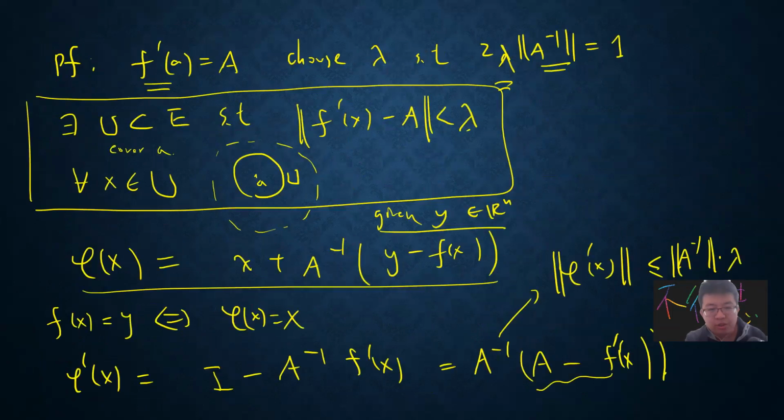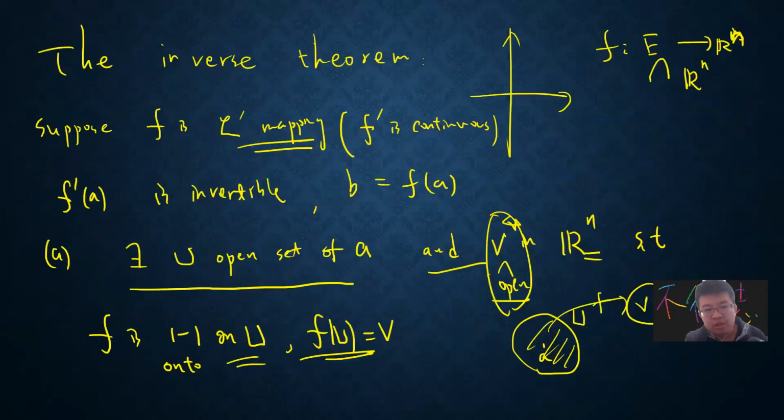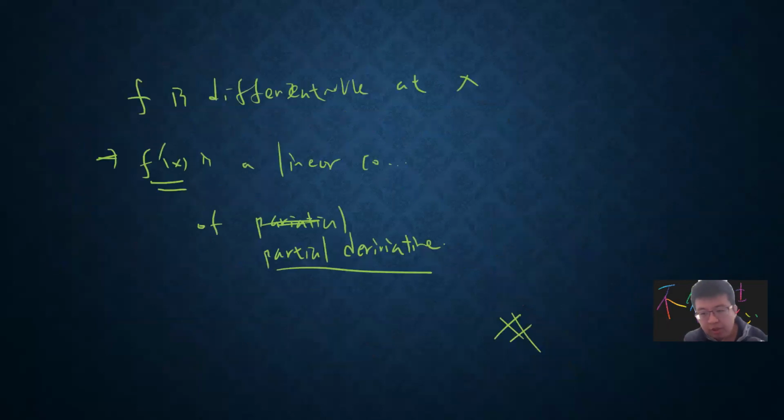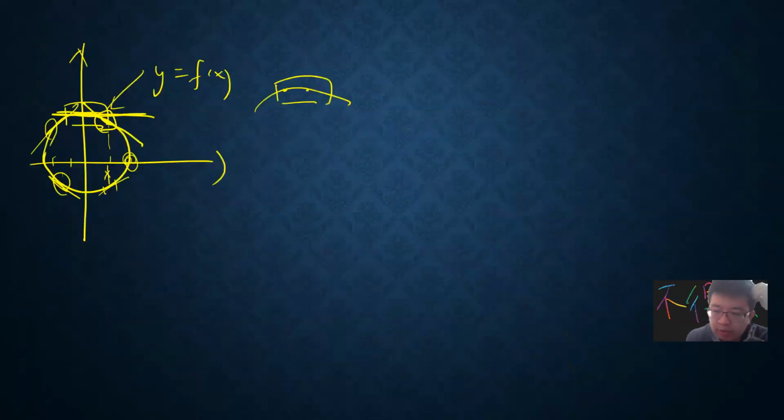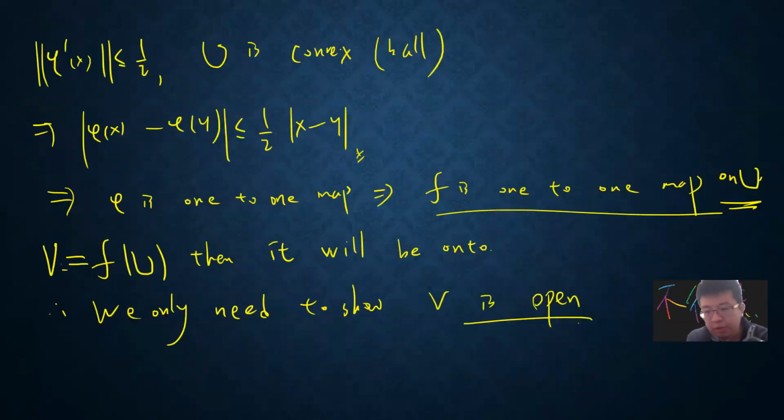Yeah, so this is the proof of the inverse function theorem. Basically, I just follow the routine. Okay, so let me take a recap. The idea is that you try to find u such that f is one-to-one on u, and you define v to be the image, and you need to prove it's open. Yeah, so this part does not use the contraction map.